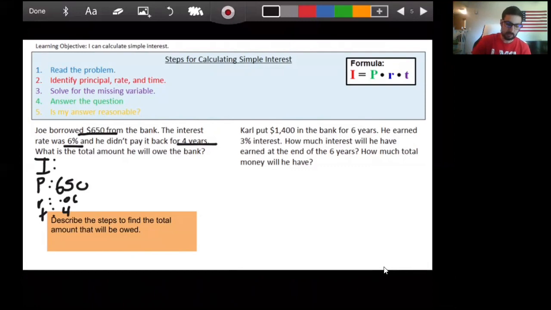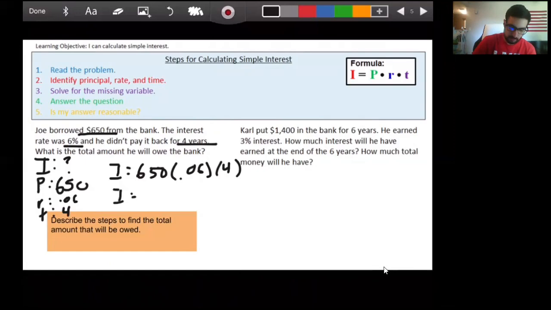Once again, I don't know the interest. So let's go solve for the interest. I need to know all this information. So I is equal to 650 times 0.06 times 4. Plug all this into my calculator. 650 times 0.06 times 4 is equal to 156. So my interest is equal to 156. However, this is not what the question's asking me. The question wants to know, what is the total amount he's going to owe the bank?